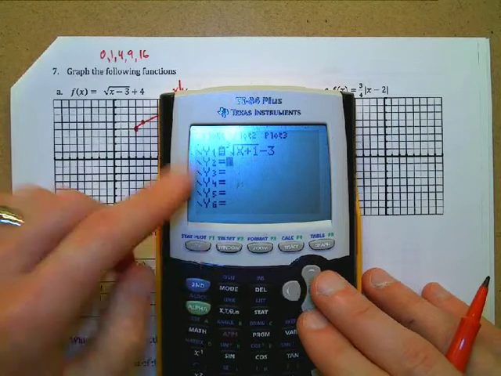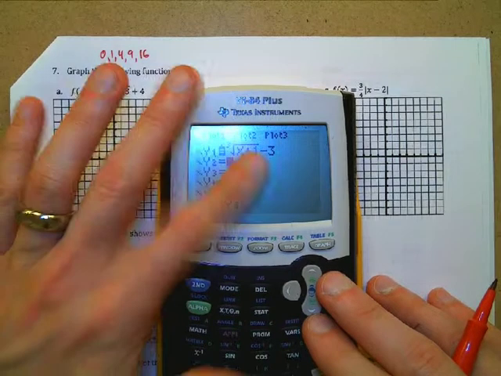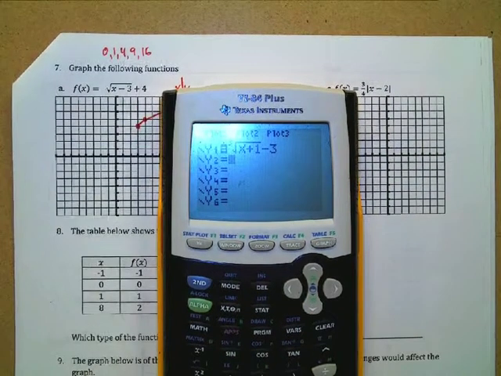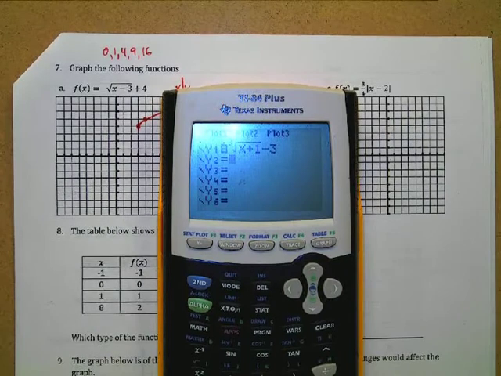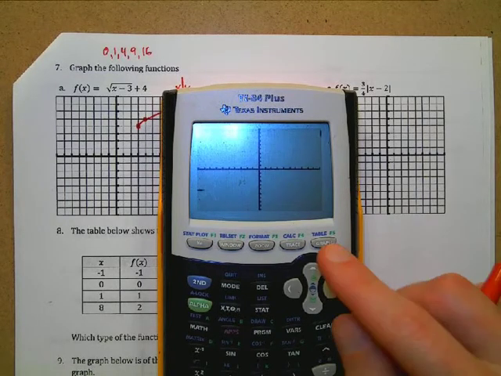If your cube root looks like this with the parenthesis, make sure you close the parenthesis after the plus 1 and then do the minus 3. Otherwise your graph's going to be wrong. So we'll graph this. Actually, I'm just going to go to the table.